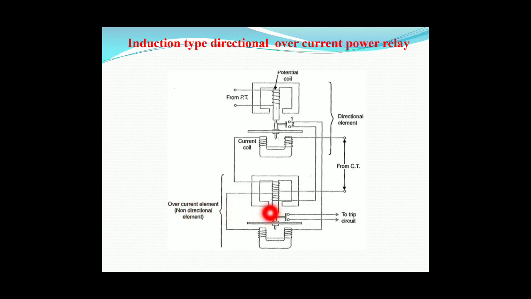The spindle of the disc of the element carries a moving contact which closes the fixed contact after the operation of the directional element. The plug setting bridge is also provided in the relay for current settings. The tappings are provided on the upper magnet of the overcurrent element and are connected to the bridge.